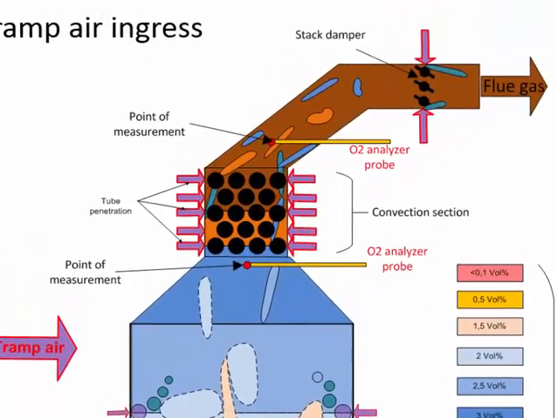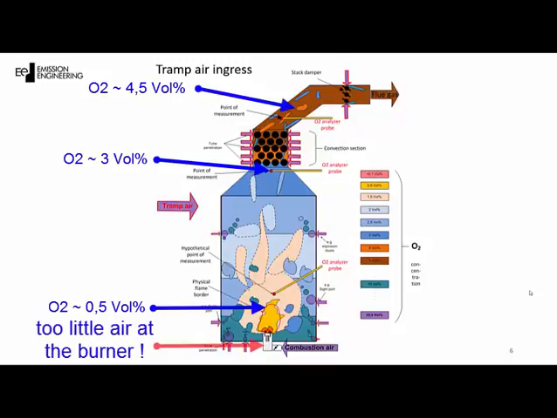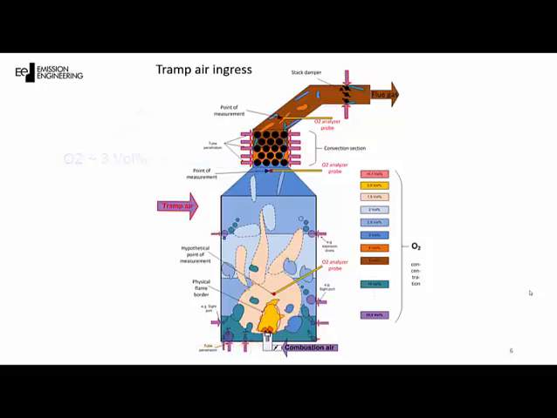In a worst-case scenario, tramp air falsifies the oxygen content of the flue gas to such an extent that the burners start to lack air, even when the measured oxygen content still seems to be within the desired range. This can cause serious safety problems.